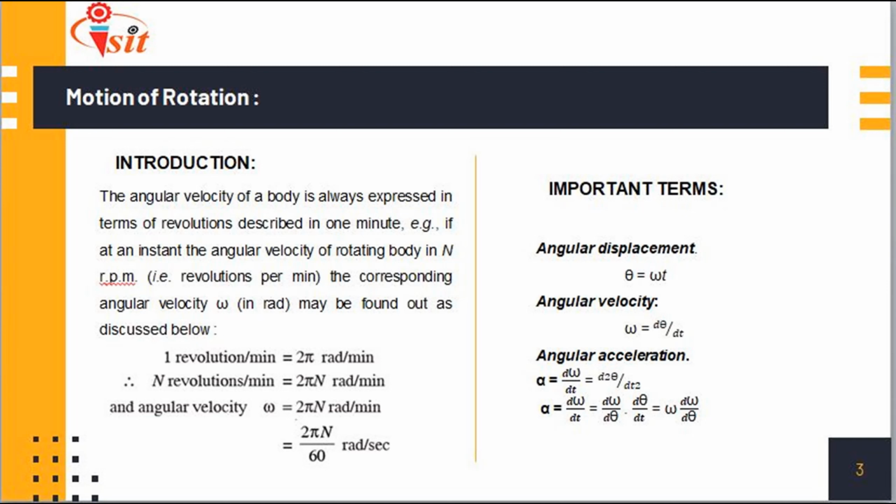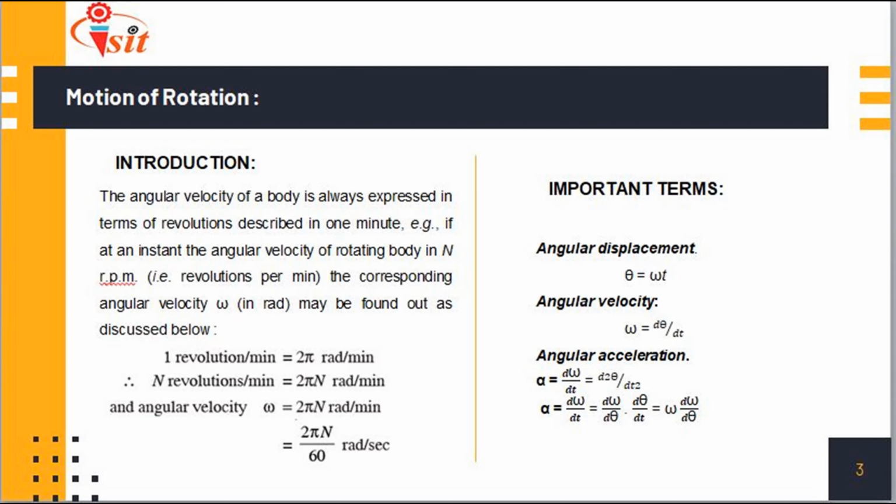Number 3, angular acceleration. It is the rate of change of angular velocity and is expressed in radian per second square and is usually denoted by alpha. It may be constant or variable. We know that alpha is equal to d omega by dt. We already know that omega is equal to d theta by dt. Therefore, alpha is equal to d square theta by dt square.